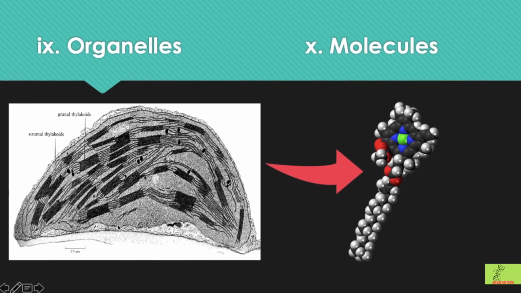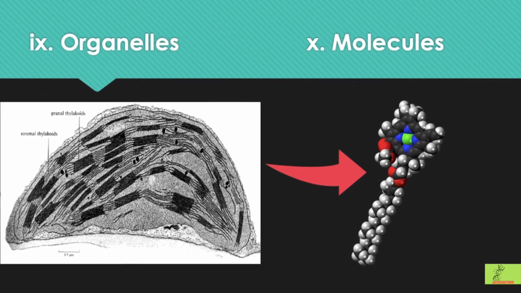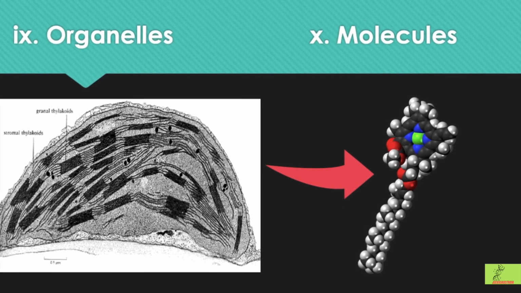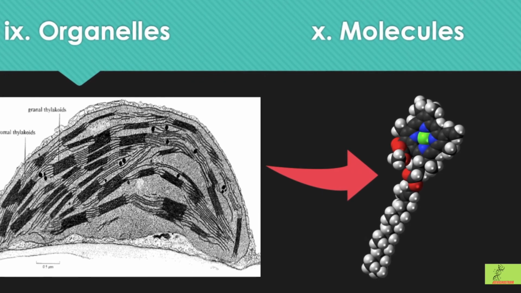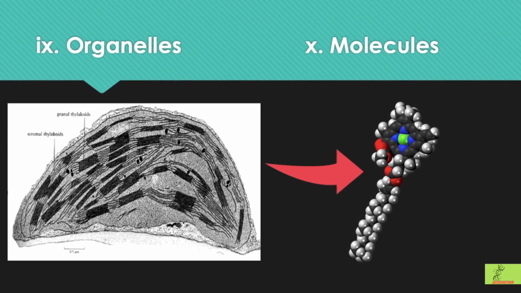Next, the ninth level. Within the cell, there are smaller structures. They are called organelles. Here you can see the structure of a chloroplast, which is an organelle found in every photosynthetic cell. Now the last and 10th level is molecules.